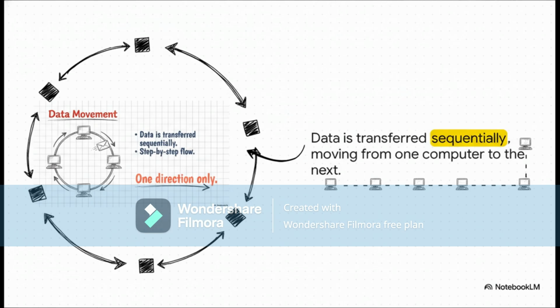And that brings us to how the data moves. It's done sequentially. Just like that parcel or that note we talked about, a packet of data starts its journey and moves from one computer to the very next one in the line, then to the next, and so on. It's a really orderly, step-by-step process.